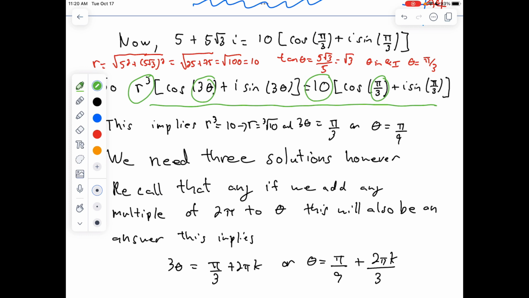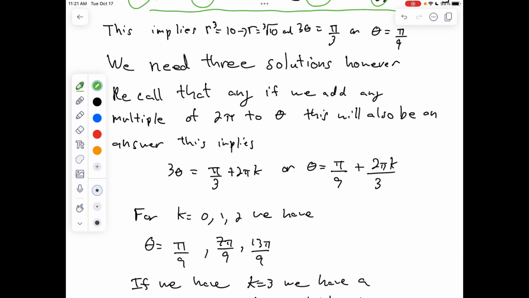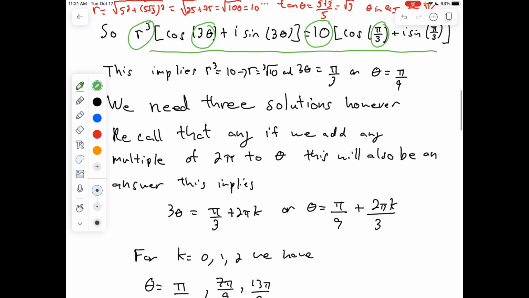Well, we use the fact that if you add any multiple of 2 pi to an answer, this will also be an answer. So if you take pi over 3 and add 2 pi k to that, that would be an answer. And if you set the inside to it and you solve for theta, you would get pi over 9 plus 2 pi k over 3. So again, if you add 2 pi k to any angle, you're going to find a solution, because sine and cosine have a period of 2 pi. And the inside would have to be pi over 3 plus 2 pi k.